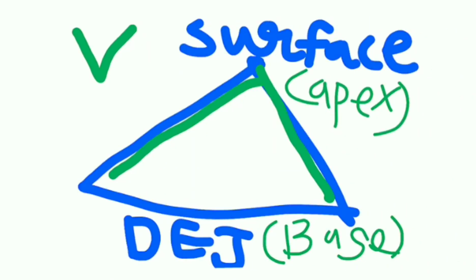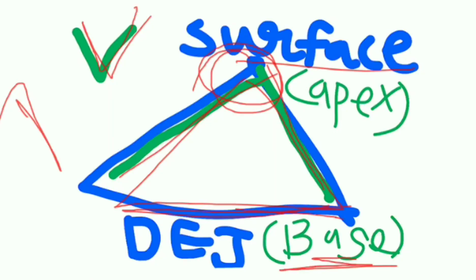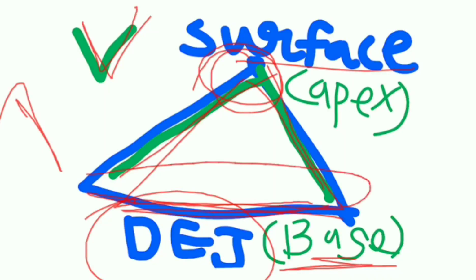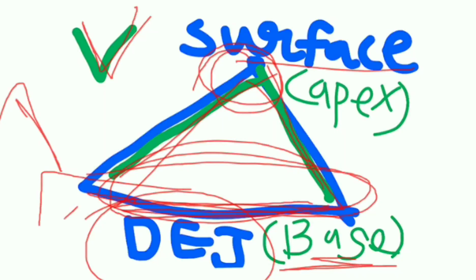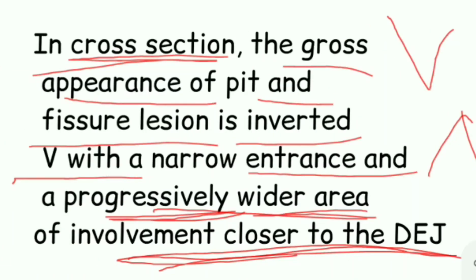You can see this is our triangle shaped lesion, and this is our normal V shape. You can see this green line is an inverted V shaped lesion. The apex of the triangle is toward the surface, the enamel, while the base of the lesion is toward the DEJ. This area is involved in a large amount; you can see the triangle has widened here, so the carious lesion will be larger here. That's what it is saying: the larger area of the carious lesion has progressed over the DEJ.